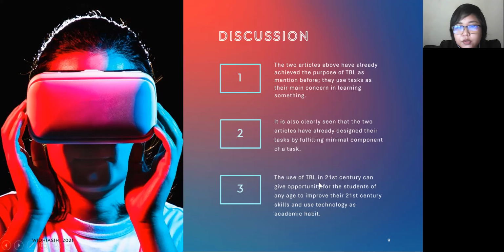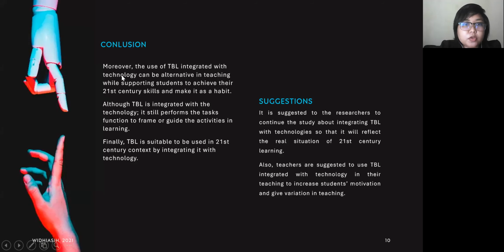The third point is that the use of TBL in the 21st century can give opportunity for students of any age to improve their 21st century skills and use technology as an academic habit. Not only use technology for fun or for entertainment, but also use technology as an academic habit. And as a conclusion, the use of TBL integrated with technology can be an alternative in teaching while supporting students to achieve their 21st century skills and make it a habit.